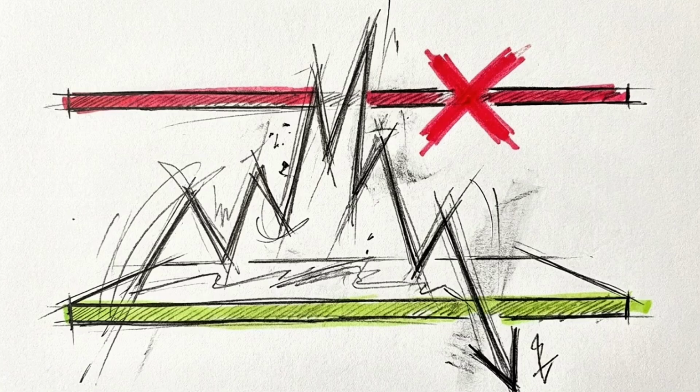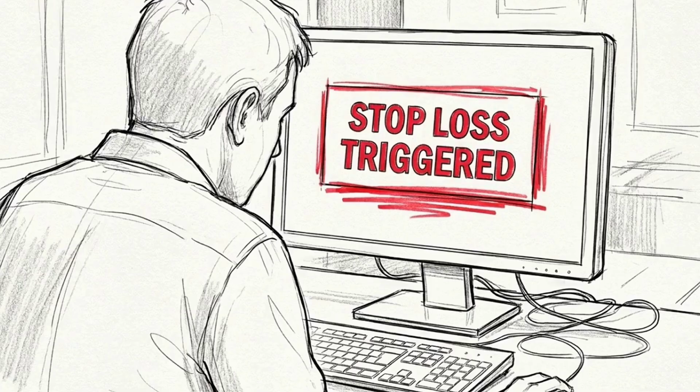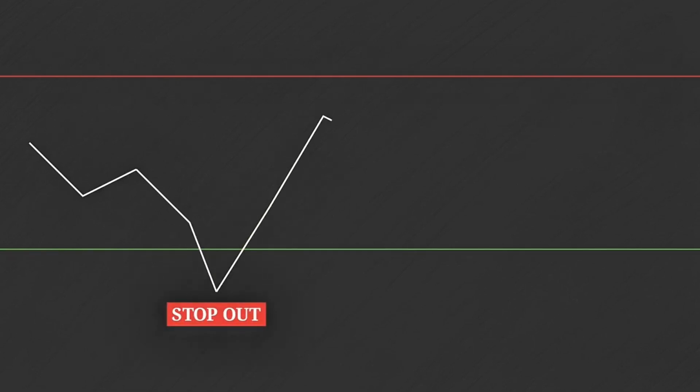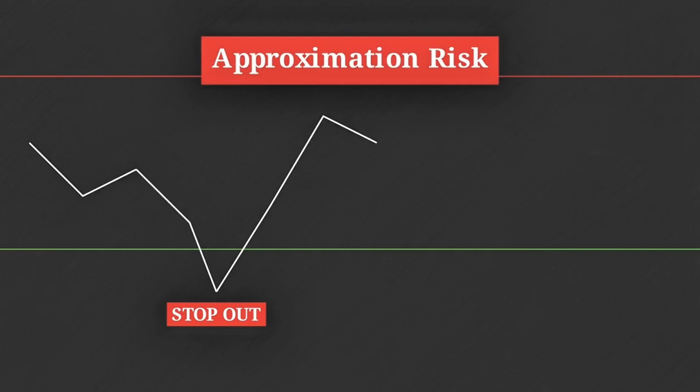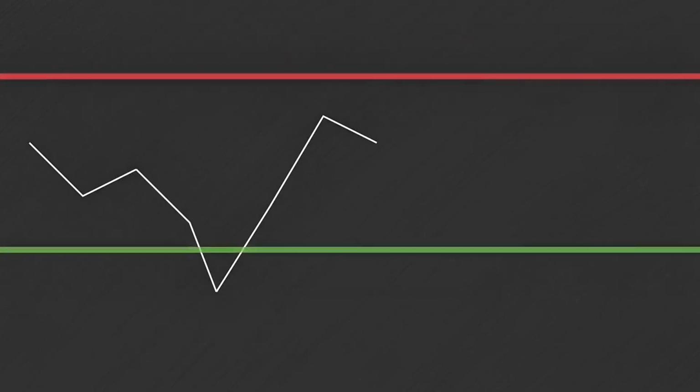But in practice, the market rarely respects a single exact number, meaning a trader relying on total precision often ends up watching the price hit their stop before reversing in the intended direction. The market is messy. Often, the price drops slightly below your exact line, stops you out of your trade, and then immediately shoots back up in your favor. This is called approximation risk.